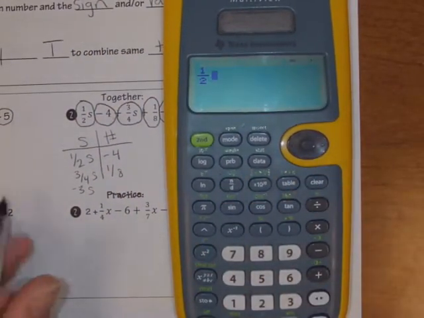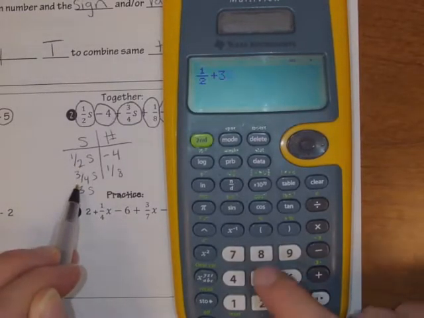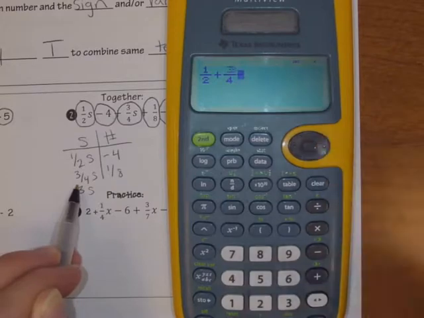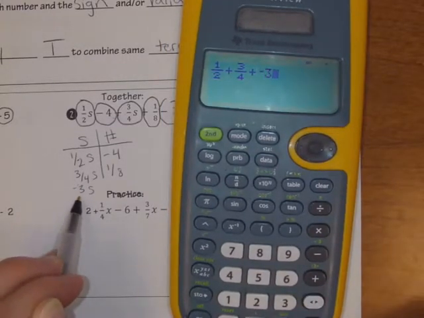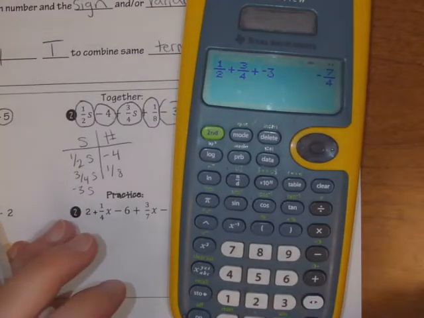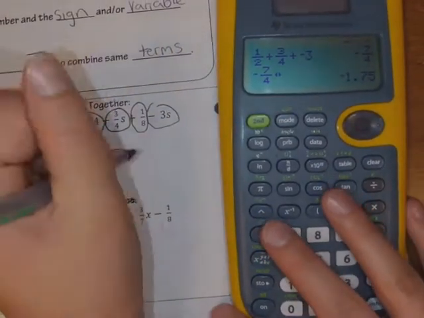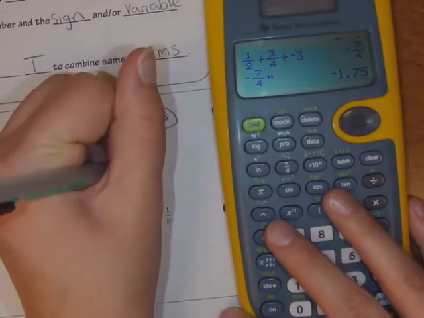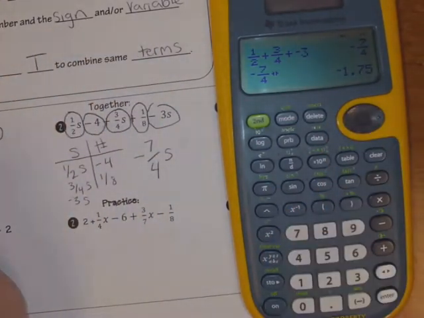1/2 plus 3/4 plus -3. Enter. -7/4 or -1.75. Doesn't matter. I'm going to leave it -7/4 S. But if you put -1.75, that's right too.